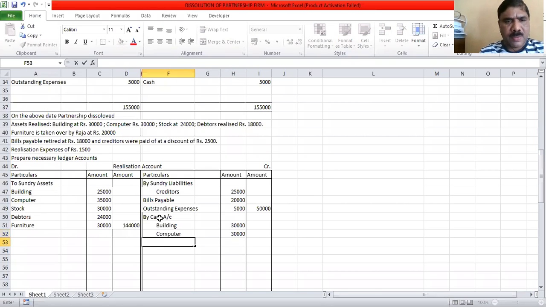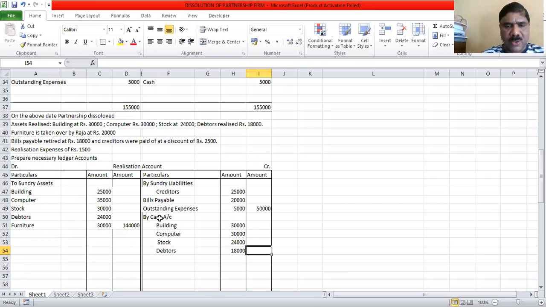Then we have stock. Stock is 24,000, sold for 20,000, that is 4,000 less. And debtors realized from debtors: if you see the debtors, there is 24,000, but only 18,000 is recovered. The remaining disappeared; where it went, we don't know. So all these assets are realized, that means sold. Total value received from the realization of assets will be 1,02,000.